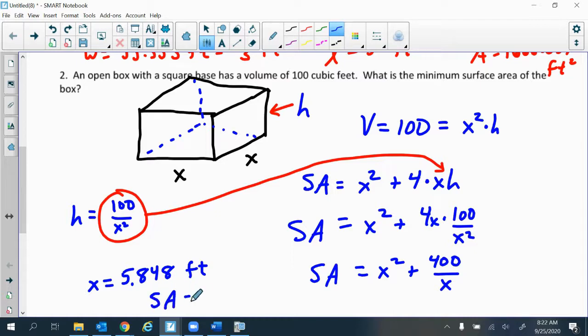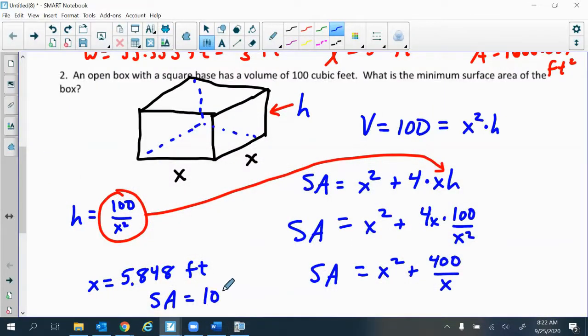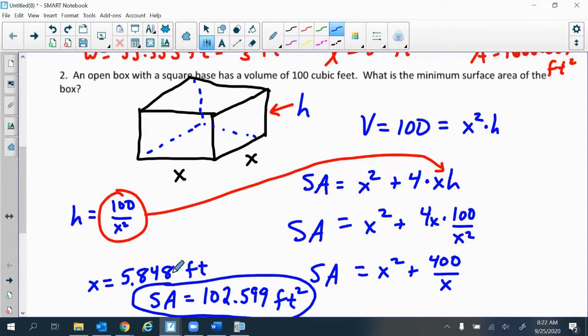And then the surface area is what it's actually asking for. So then all I have to do is report 102.599 and make sure that I get the units correct, feet squared. So the volume was in feet cubed, which means everything else is in feet. And all the sides are in feet, and then the surface area is in feet squared.